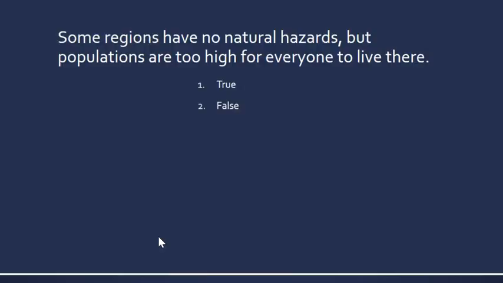Okay. So some regions have no natural hazards, but populations are too high for everyone to live there. Well, that's false, right? Everywhere has got something. The idea is that you figure out a cost-benefit analysis and say, okay, the benefits of living here far outweigh the cost from a natural hazard, but everywhere has something. Obviously, not everywhere has major geologic hazards, but then we throw in the weather hazards, which will be the next conversation, and then you really are starting to look at nowhere is safe, but places are worth it.